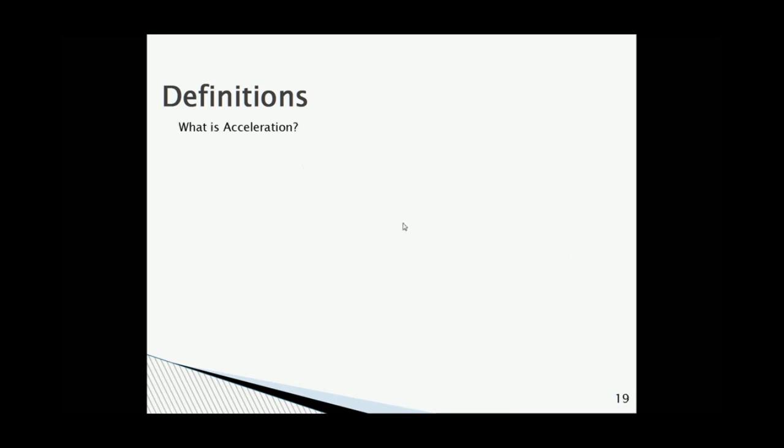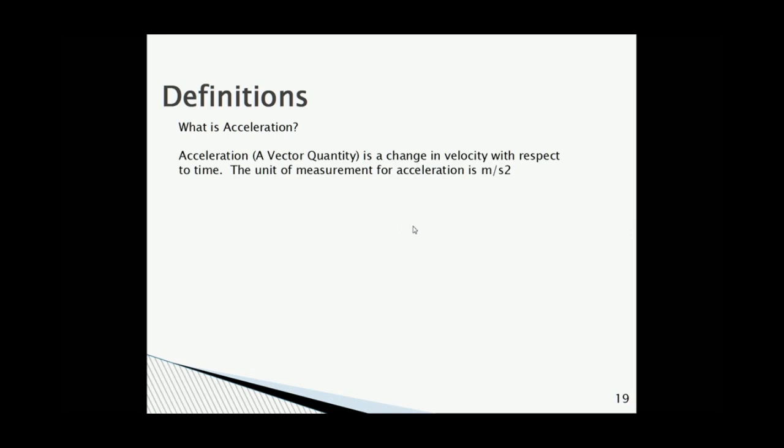What is acceleration? Acceleration, which is a vector quantity. Now, don't get acceleration confused with gravitational acceleration. Gravitational acceleration is a scalar quantity, while acceleration is a vector quantity, which is expressed both in magnitude and direction. Okay, so acceleration, a vector quantity, is a change in velocity with respect to time. The unit of measurement for acceleration is meters per second squared.